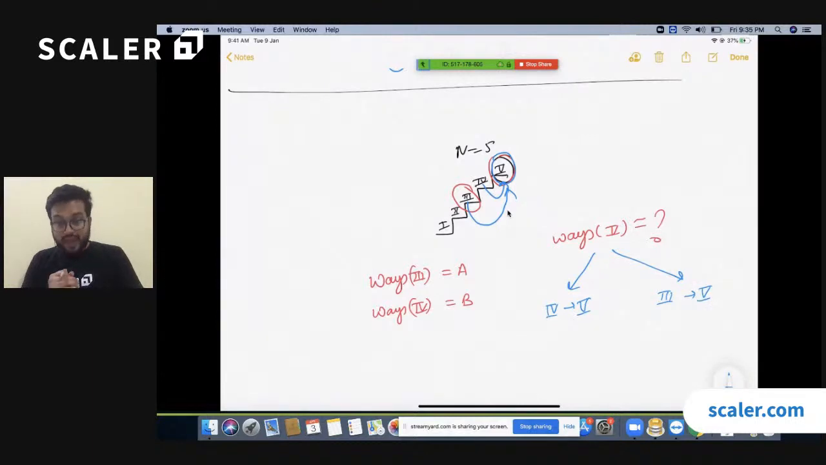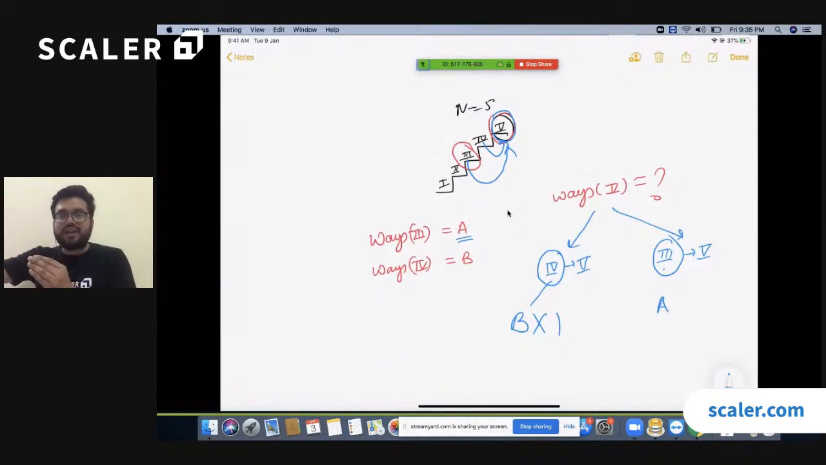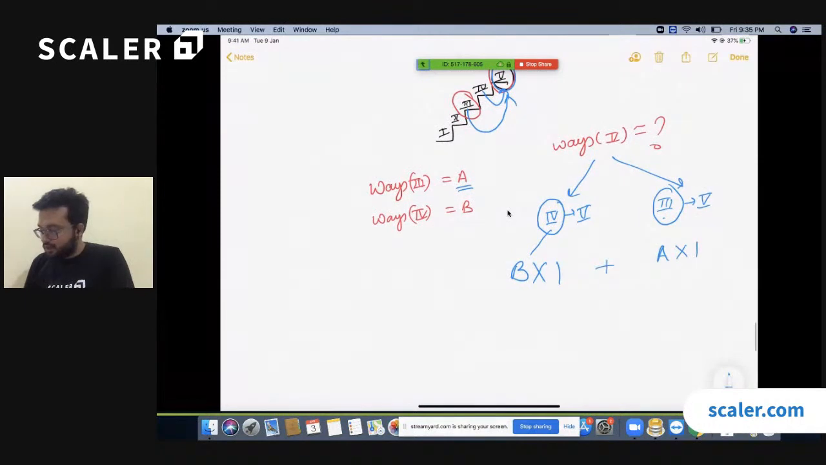Now, I know the number of ways I would have reached the fourth stair from the first, which is nothing but B. From the fourth stair, I only have one option to go to the fifth stair, which is just to take a single step, so I multiply this by 1. So B into 1. The second option was that I come to the third stair somehow and then jump directly to the fifth stair. If I come to the third stair, the number of ways, let's assume, was equal to A. So I do A, and from the third to the fifth, if I jump, I just multiply it by 1. These were the two mutually exclusive and exhaustive options, so I just add them up to get my complete answer.